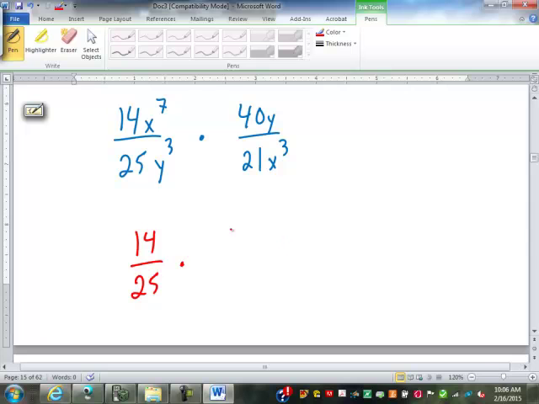So 14 over 25 times 40 over 21. We're pulling out just the numbers. And now we have 14 and 21 is 2 and 3. Both can be divided by 7. 25 and 40 can both be divided by 5 to give me 5 and 8. Then what?